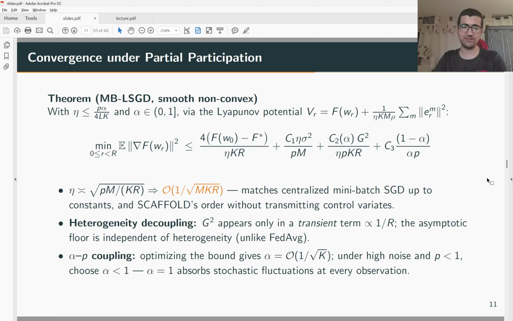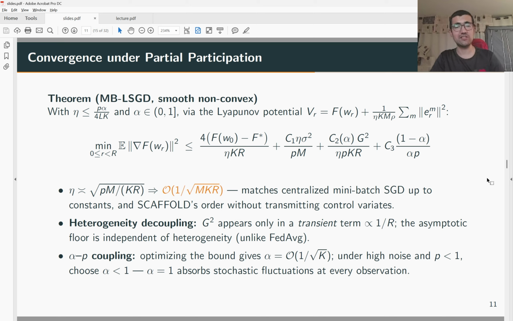3 consequences. First, with the standard step size choice, the rate is order 1 over the square root of mKR. That matches centralized mini-batch SGD up to constants, and it matches SCAFFOLD's order without transmitting any control variates.